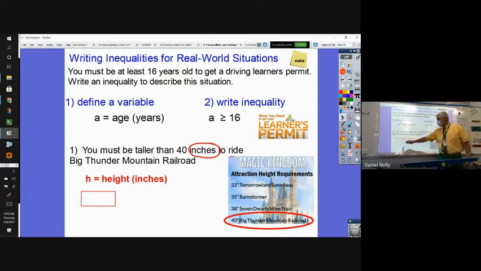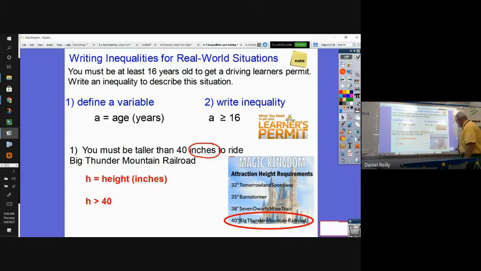Okay? You'll see in the examples on the next page, maybe it comes a little more clear, but there's no equal to here because 40 inches itself is not tall enough to ride the ride. If you're 40 inches and a quarter, you're good to go. But exactly 40 inches, you're very disappointed and crying. And then the next time we go, we'll put some styrofoam in your shoes.